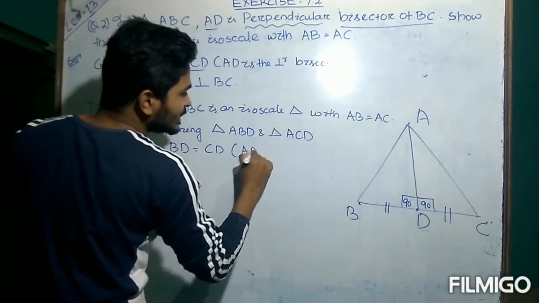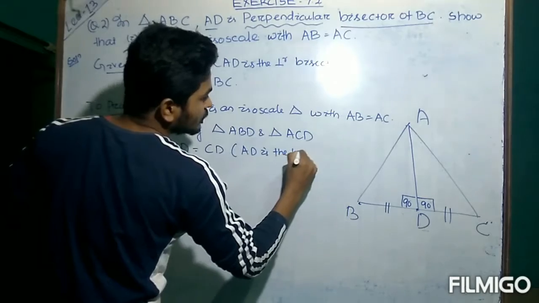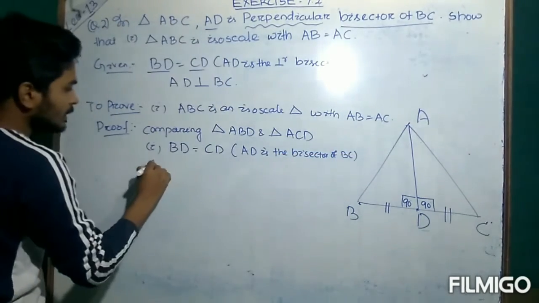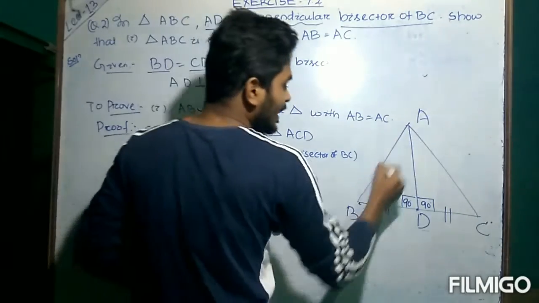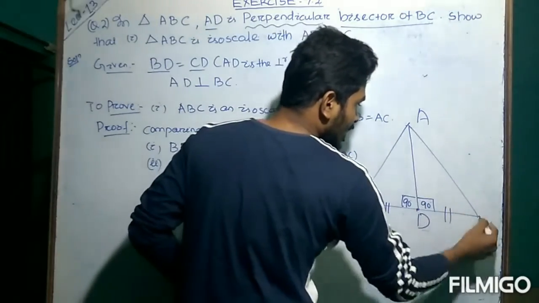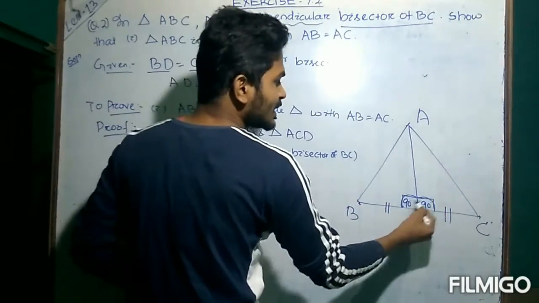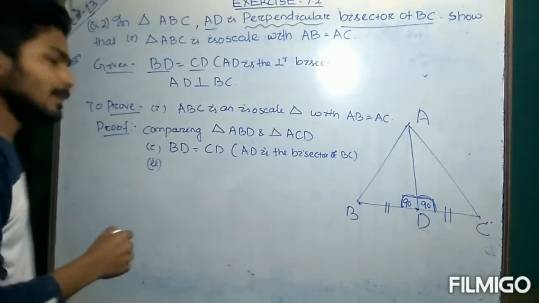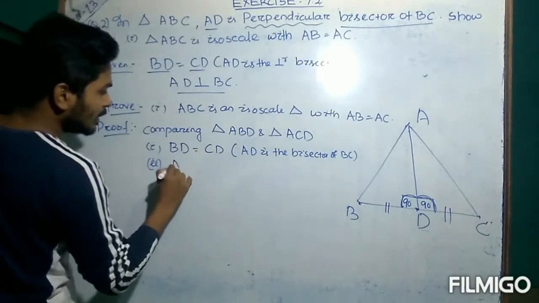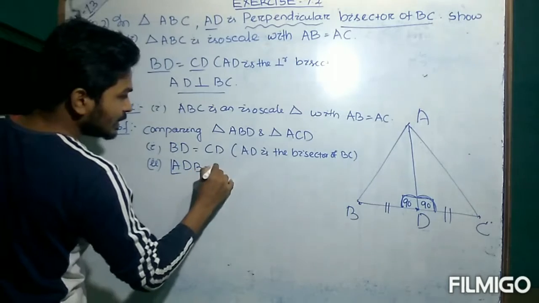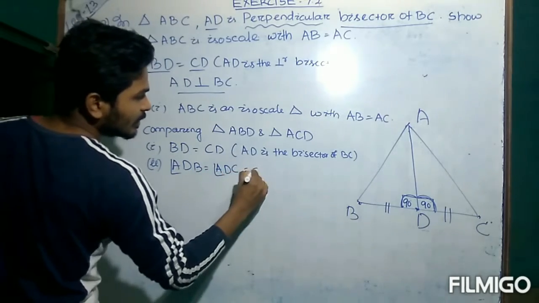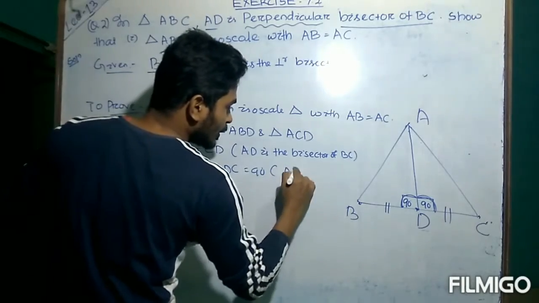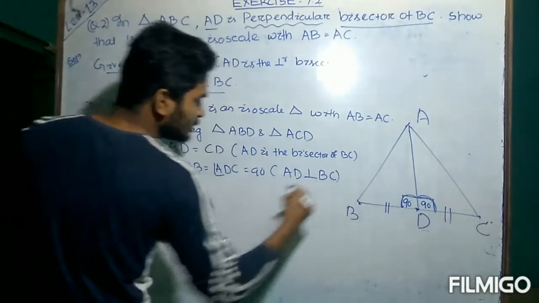Why? Because AD is the bisector of BC. Clear? Second condition: in triangle ABD this angle is 90 degrees, and in triangle ACD this angle is 90 degrees. So this angle is equal to this angle. Angle ADB is equal to angle ADC is equal to 90 degrees. This is given because it is perpendicular. Or you can write, why? Because AD is perpendicular on BC.